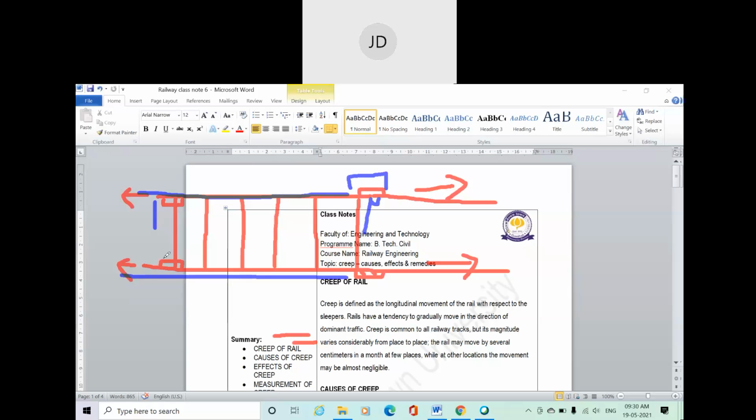And when the rail moves in this direction, suppose, the sleeper will not move along with the rail. The sleeper will be in the same position. Then what will happen? This part of the rail becomes unattached from the sleeper, because the sleeper is here only, no? It is the last point of the sleeper. Got it?